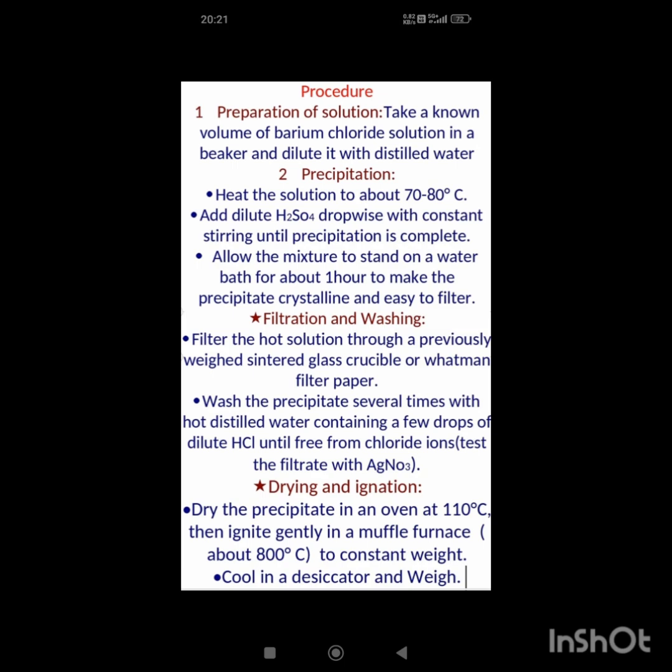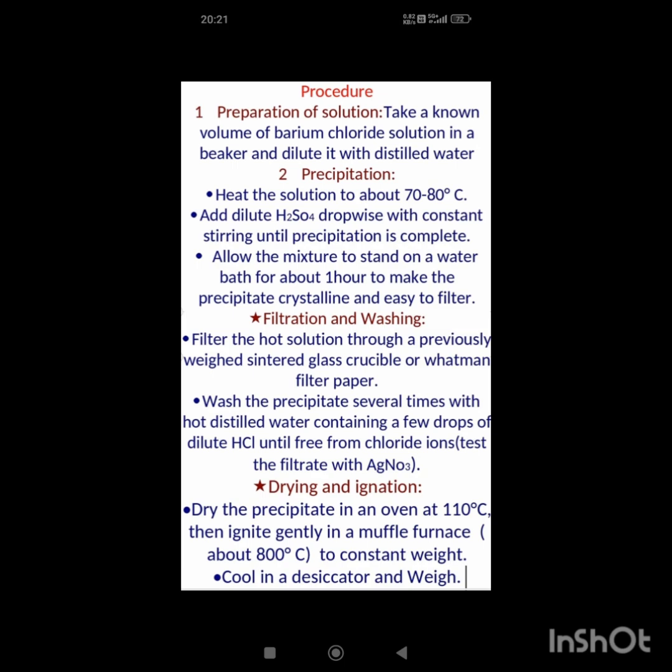Procedure. First, preparation of solution. Take a known volume of barium chloride solution in a beaker and dilute it with distilled water. Second one, precipitation. Heat the solution to about 70 to 80 degrees Celsius. Add dilute H2SO4 dropwise with constant stirring until precipitation is complete.